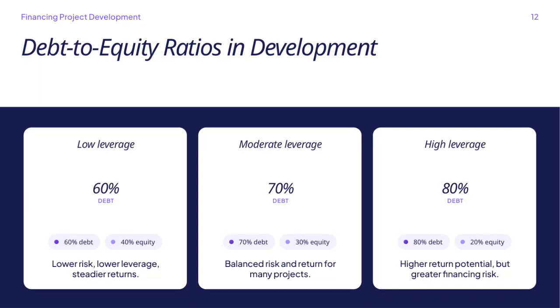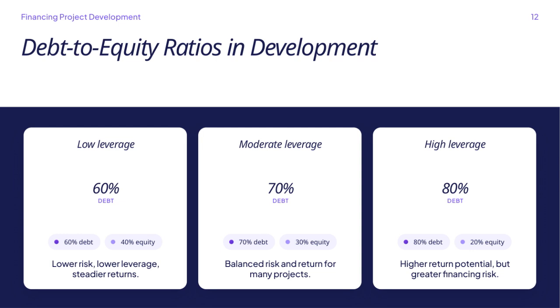Here, we're looking at different levels of leverage used to finance project development, expressed through debt-to-equity ratios. Starting with low leverage, this involves about 60% debt and 40% equity. This approach tends to carry lower risk and offers steadier, more predictable returns. Next is moderate leverage, where 70% of the financing comes from debt and 30% from equity. This balance suits many projects well by managing both risk and return effectively.